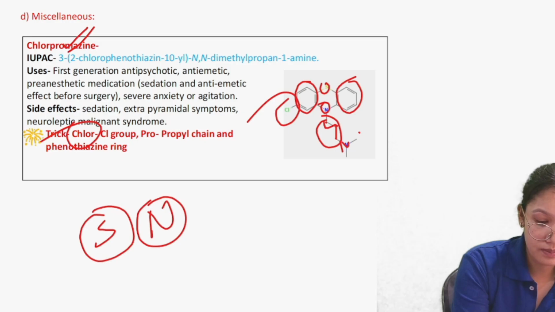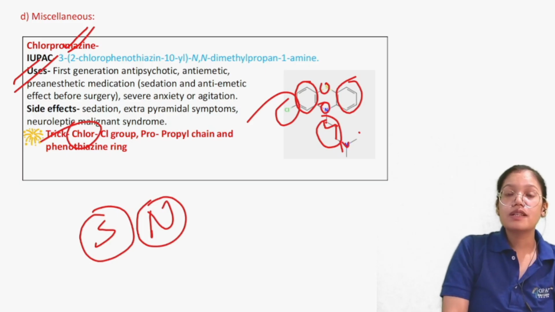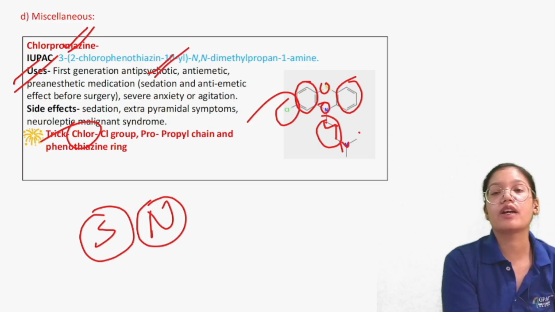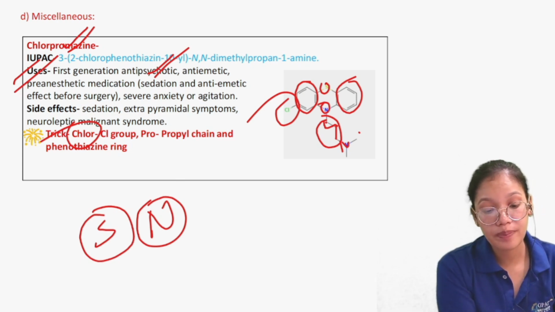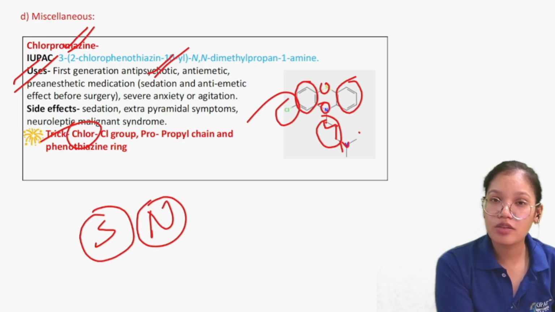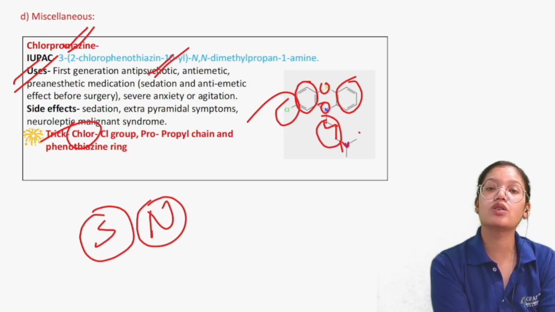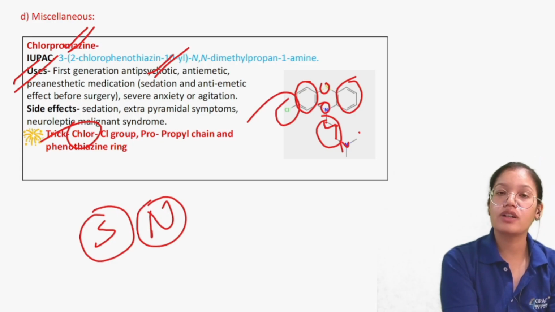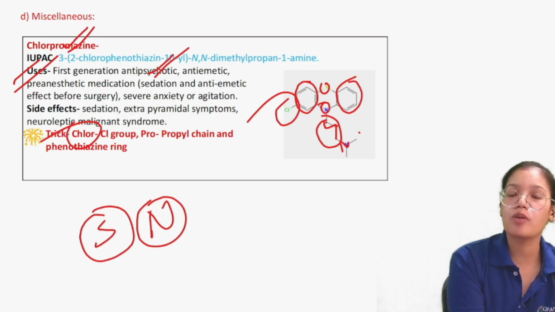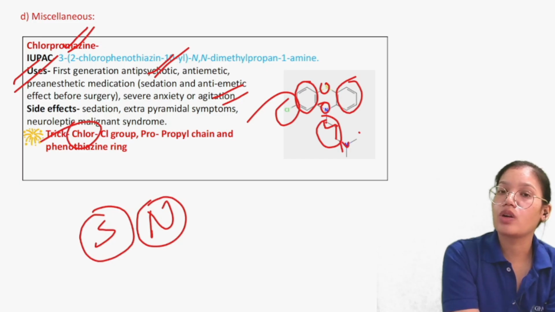Before going to the next, now the uses. It is a first generation drug for what? Antipsychotic, also called a typical antipsychotic. It is considered under that class, and it has an anti-emetic effect. Due to this sedation and anti-emetic effect, it is also used as a pre-anesthetic before surgery. Chlorpromazine, a type of miscellaneous drug, can be used as pre-anesthetic medication. Then for severe anxiety or agitation, it can also be used.